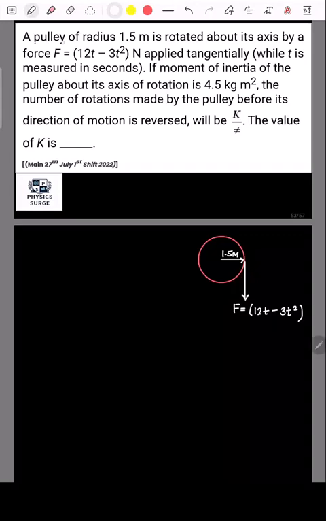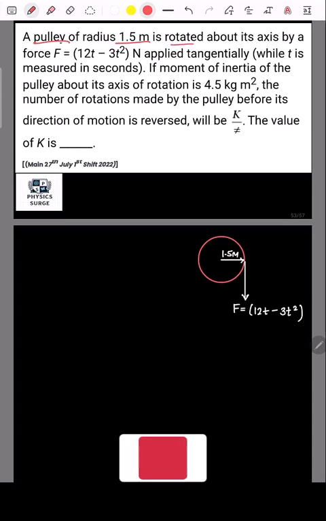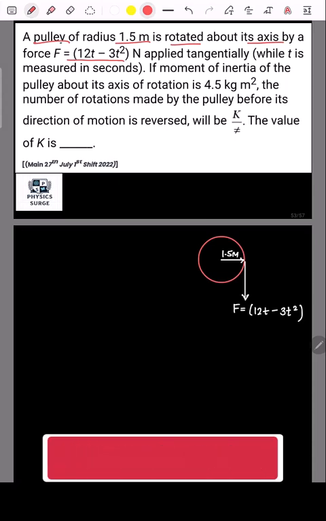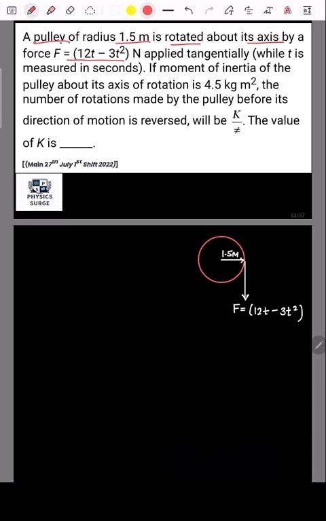इस क्वेश्चन में एक पुली गिवन है ऑफ रेडियस 1.5 मीटर, rotated about its axis by a force 12t minus 3t square. Point to be noted here is the force depends on the time, hence it is of varying nature. This force is applied tangentially, as you can see in the diagram.